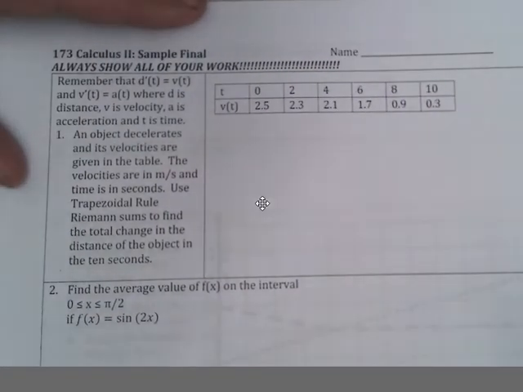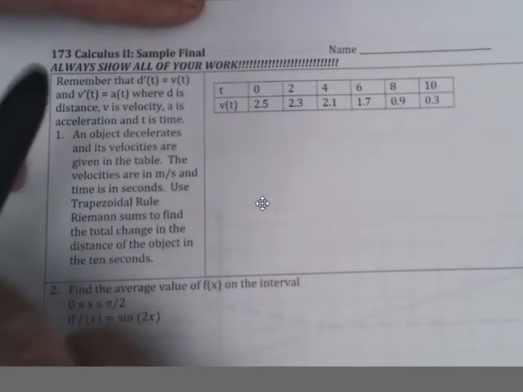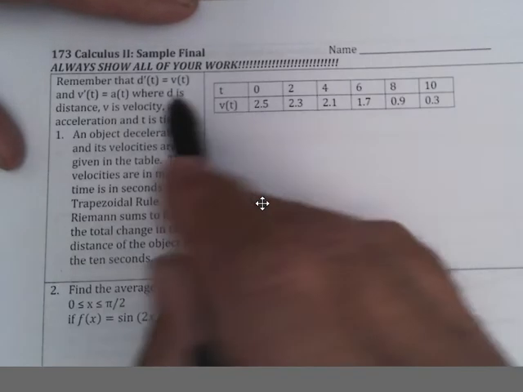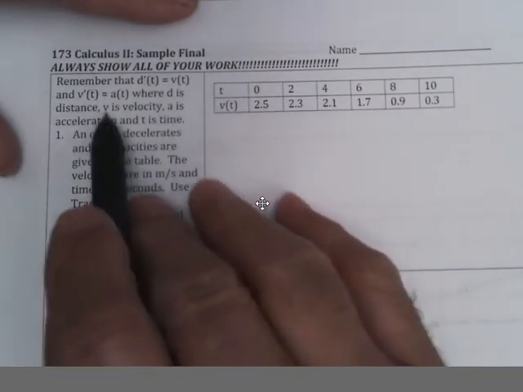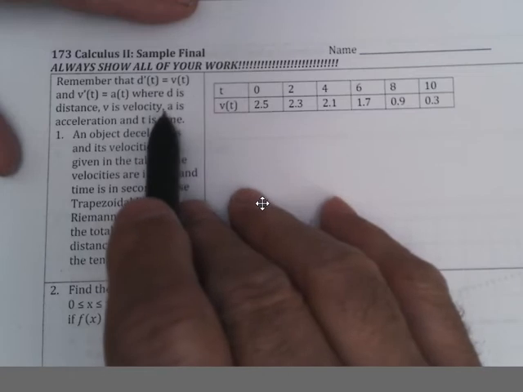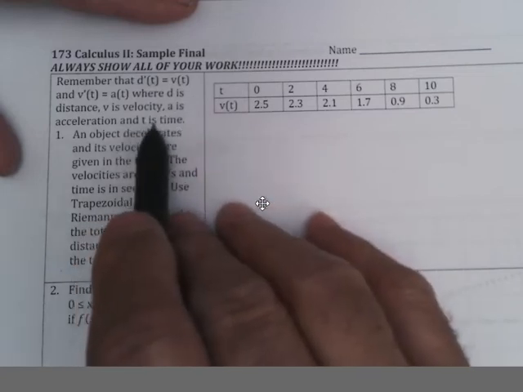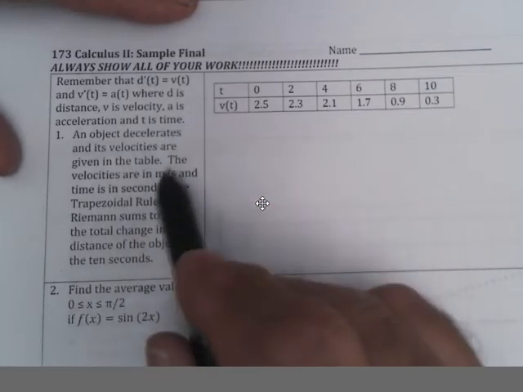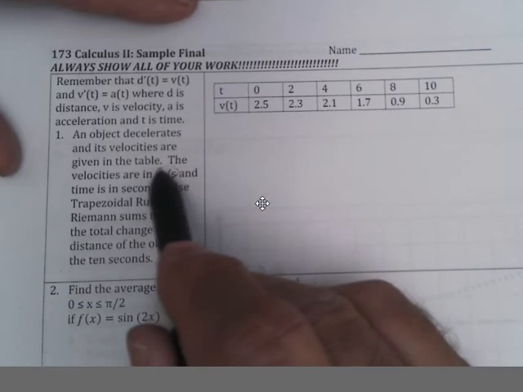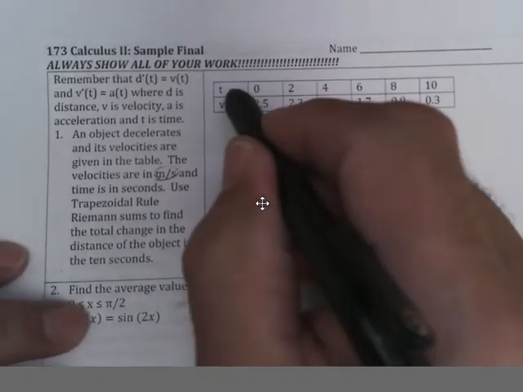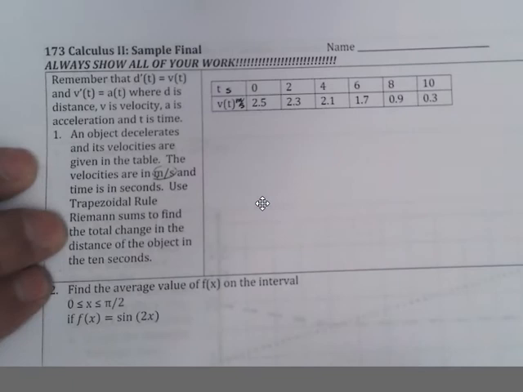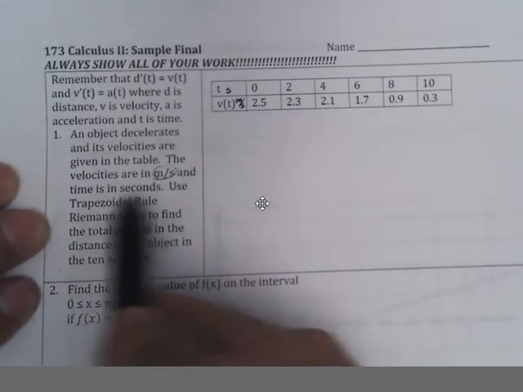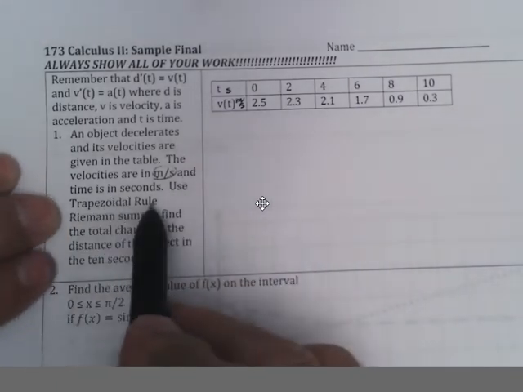Okay, I'm going to go through the sample final. So this is like the one we had at the very beginning, velocity and acceleration. T is the time, and the velocities are in meters per second, so the time must be in seconds. And it says use the trapezoidal rule.